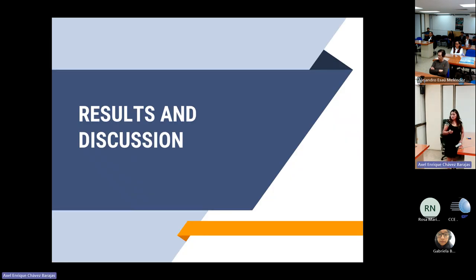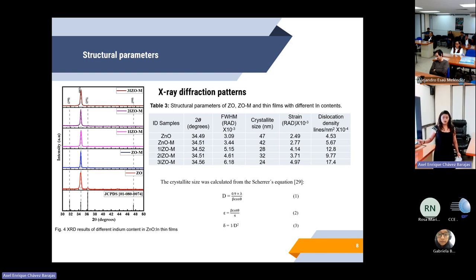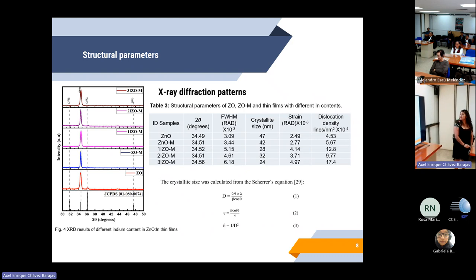The results and the discussions. The structural parameters. We can see the X-ray diffraction of the thin films of pure zinc oxide, zinc oxide with milling, zinc oxide with milled precursor, and zinc oxide doped with indium at 1, 2, and 3 atomic percentages.